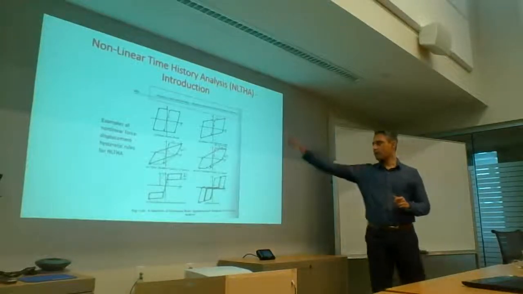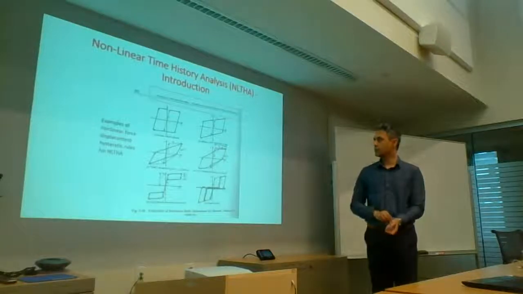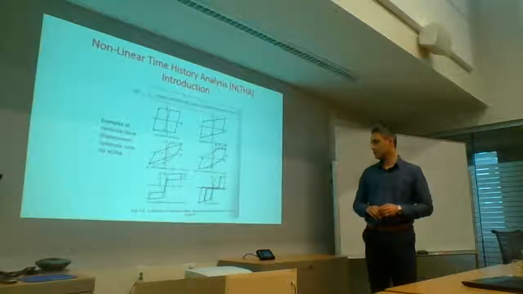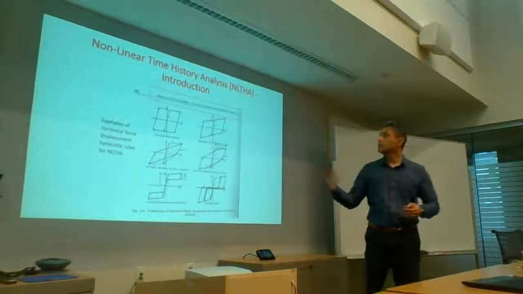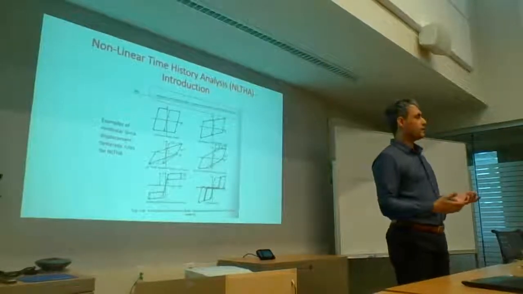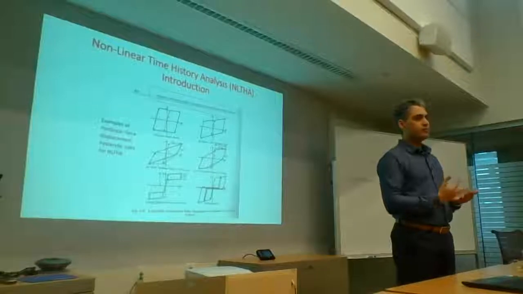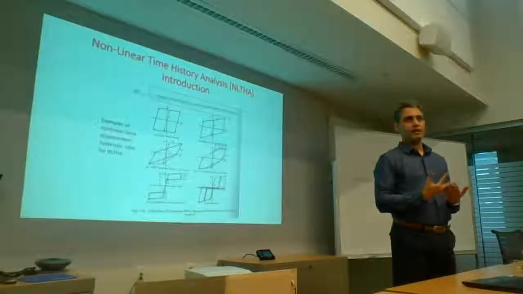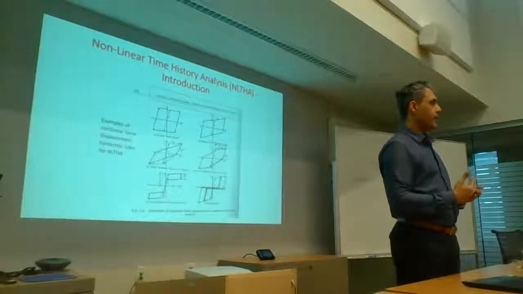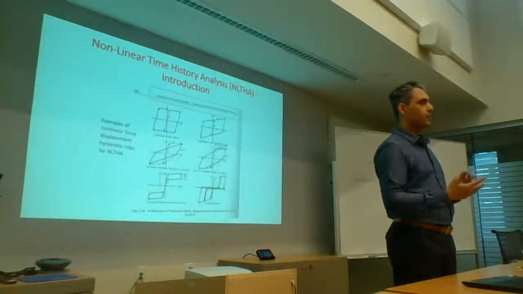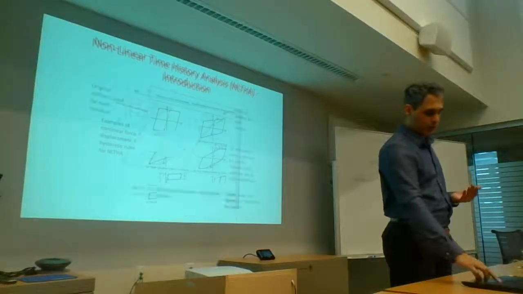You can have Takeda models that are more for concrete. Steel is more elastoplastic. You can also have gapping elements for soil. So when we're doing these nonlinear time history analyses, we have to really understand and have an idea of how the material is going to behave and think about what material models we want to use.